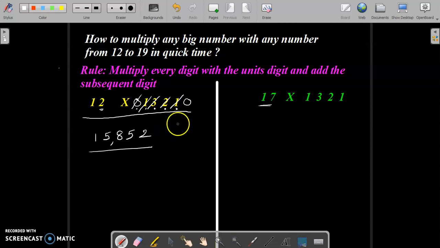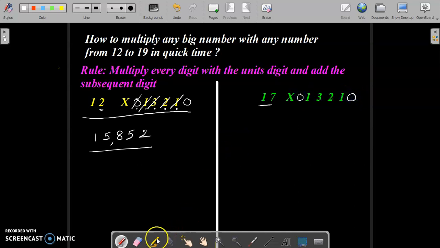I hope you understand the procedure of how to multiply any big number. I have taken only a 4-digit number. You can take a 6-digit number also and you can write the answer in quick time. Now if you come to the multiplication with 17, which is a bigger number than 12, the procedure is the same. A small variation is there, a small point to be observed here. The starting point is taking 0 in the beginning and taking 0 at the end. So start with this one.